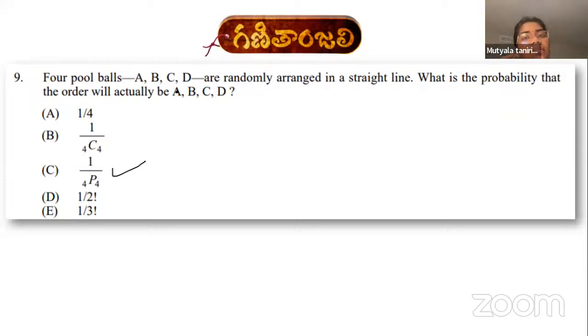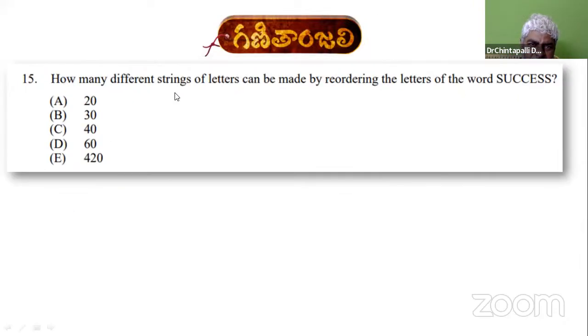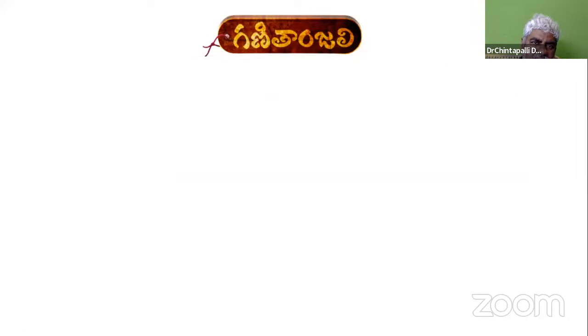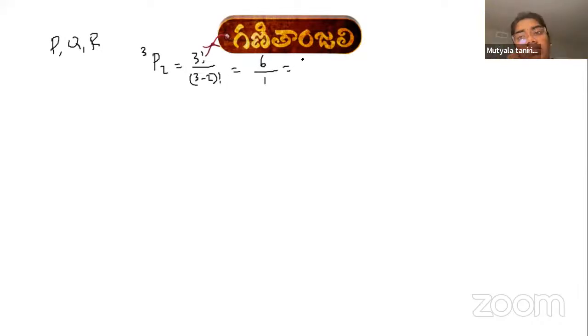Now we are learning a new topic. There are 3 letters, PQR. How many 2-letter words can be formed by PQR? That is 3P2, which means we are arranging. That is 3 factorial by 3 minus 2 whole factorial. 3 factorial value is 6, divided by 1, is 6. That's why 6 2-letter words can be formed.